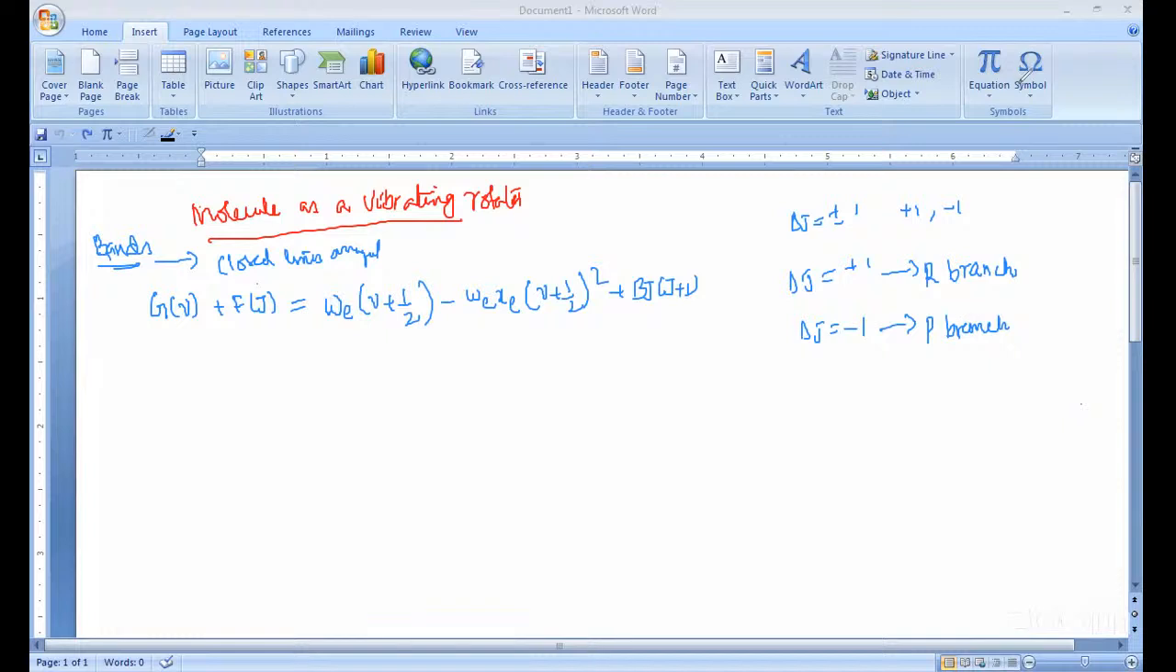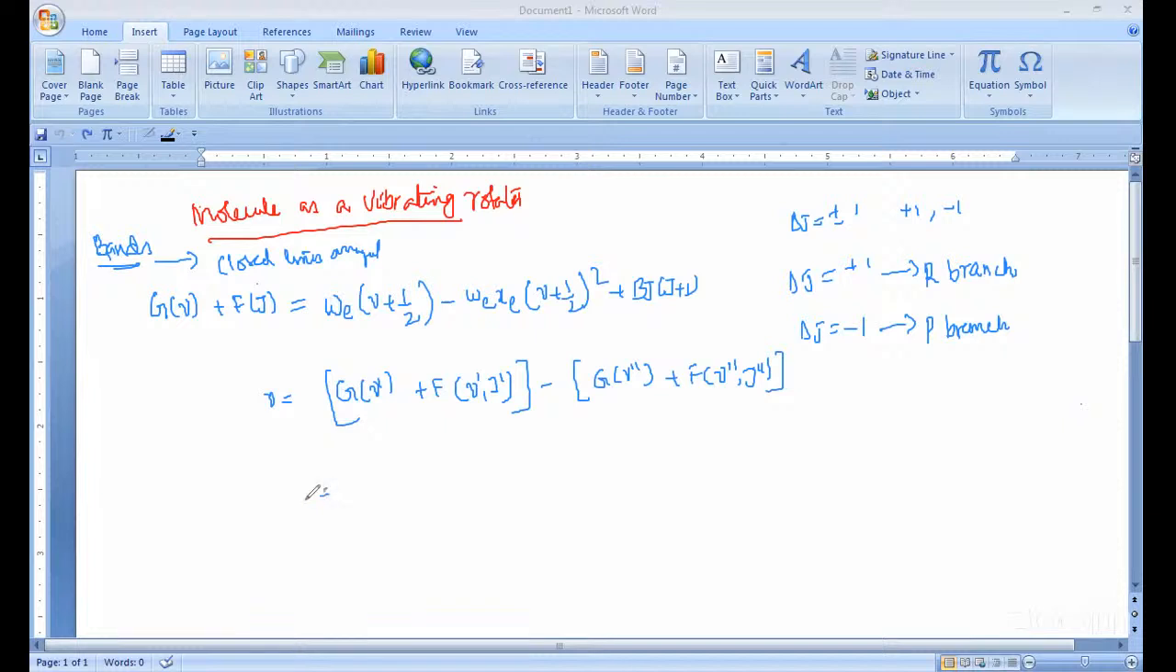So if you write the total nu value, whenever a transition goes from one level to another level, we know that we have G of nu plus F of J. So for one level it is G nu dash plus F of nu dash, J dash, minus G nu double dash for the other level plus F of nu double dash, J double dash. Here we solve this and we will get some value.